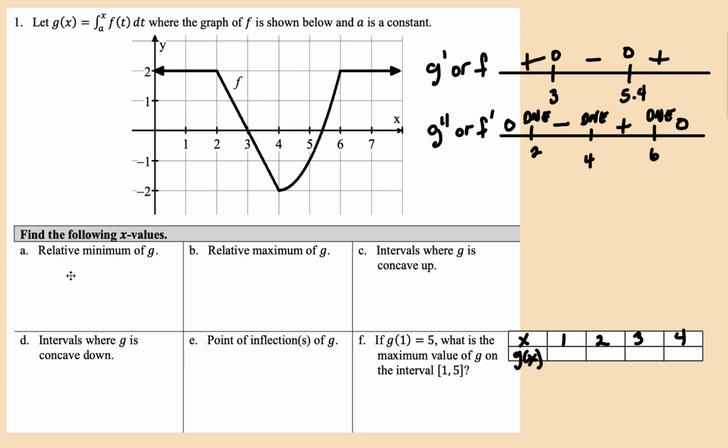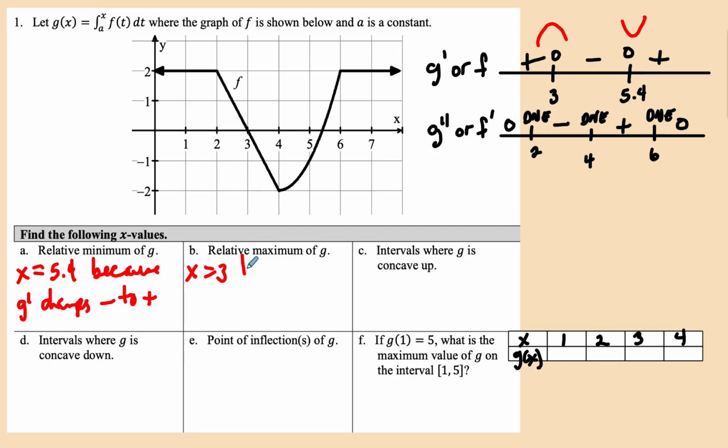So relative min of g. Now that we have a sign chart, we can tell the relative min will be right here. This is going to be a max, and this is going to be a min, and we'll just estimate it. The relative minimum of g will be, we're trying to find x values, so x equal to 5.4 because g prime changes from negative to positive. Now you could have referred to f as well. Relative maximum, this occurs at x equal to 3 because g prime changes from positive to negative.